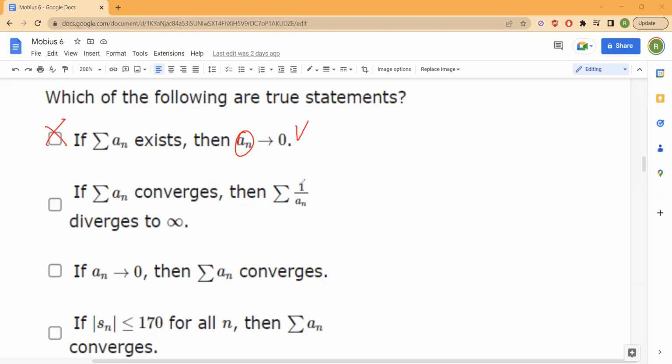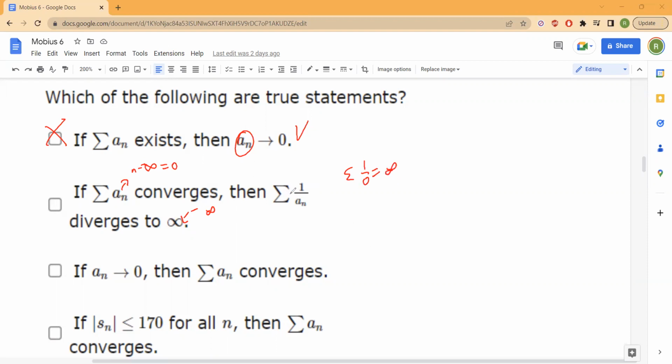If an converges, then 1 over an diverges to infinity. This is false because it doesn't necessarily diverge to infinity. It can also diverge to negative infinity. The reason you may think this is true is because if an converges, that means that an, as n approaches infinity, approaches 0. So that would mean that sigma 1 over 0 approaches infinity.